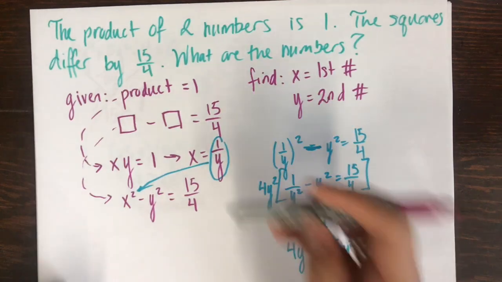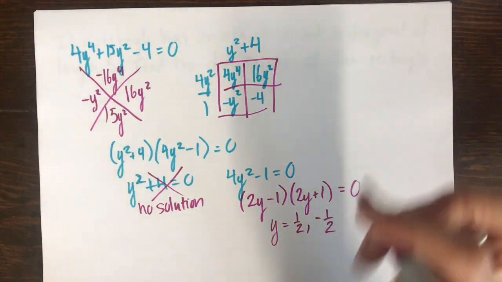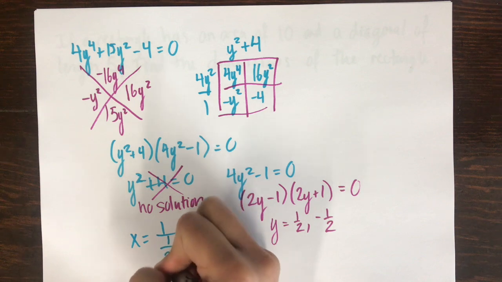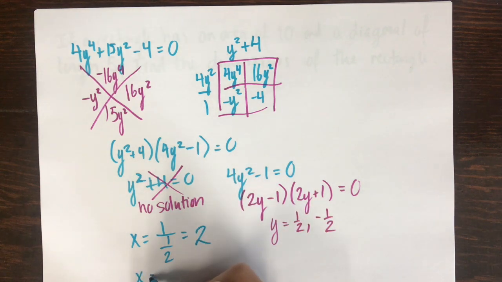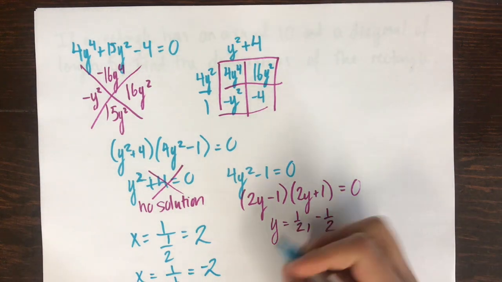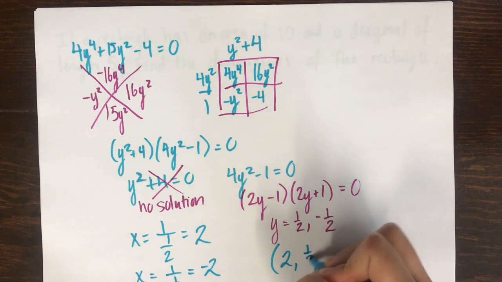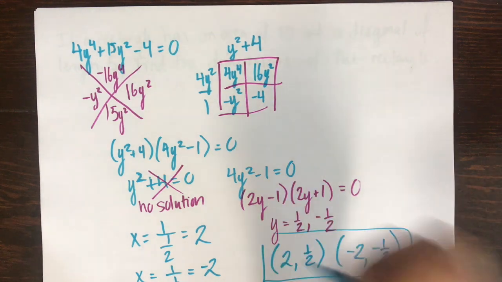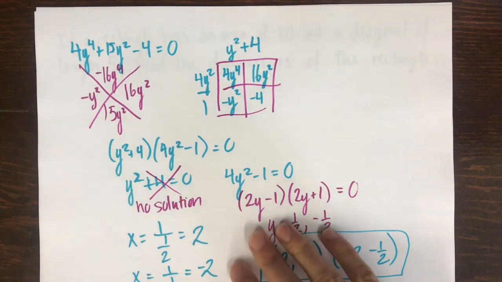But I'm actually not finished, because I need to find x and y, and x is equal to 1 over y. So I'm going to say x is equal to 1 over 1/2, which is equal to 2, and then x is equal to 1 over negative 1/2, which is equal to negative 2. So my two final solutions are 2 comma 1/2, I'm writing it as x comma y, and negative 2, negative 1/2. And I'm finished with that problem.